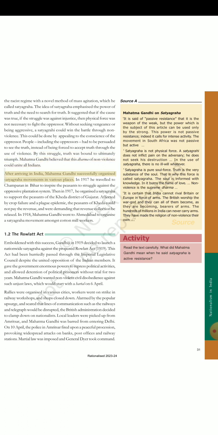After arriving in India, Mahatma Gandhi successfully organized Satyagraha movements in various places. In 1917 he traveled to Champaran in Bihar to inspire the peasants to struggle against the oppressive plantation system.